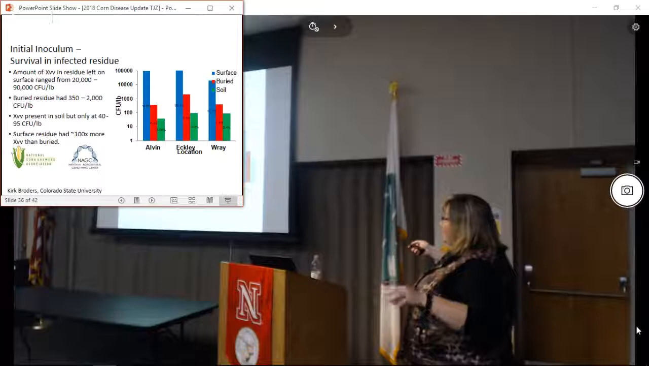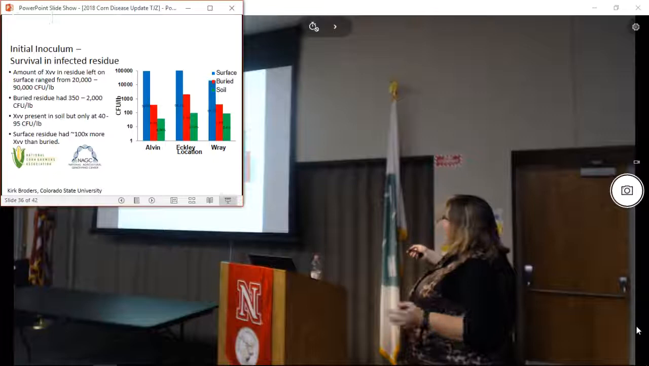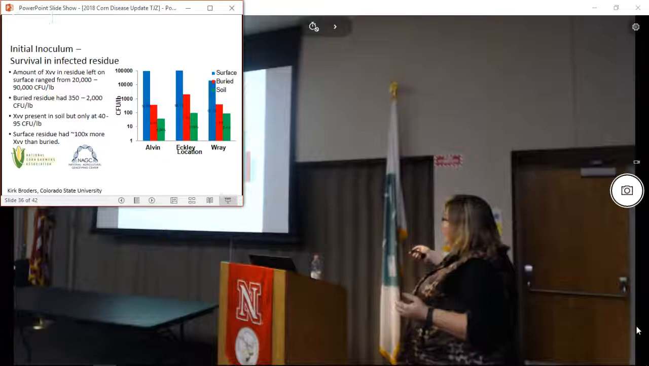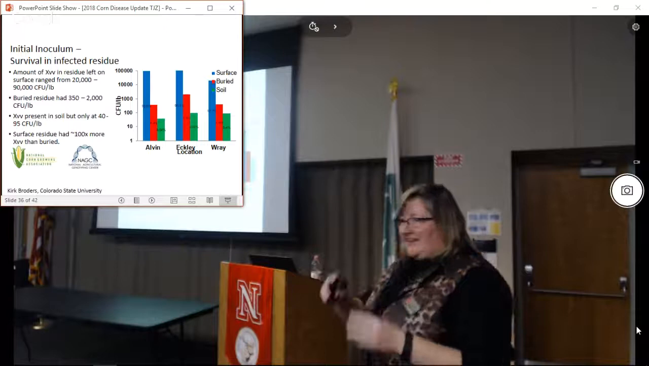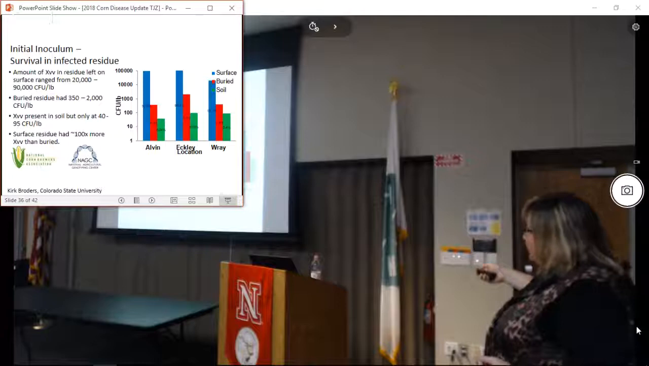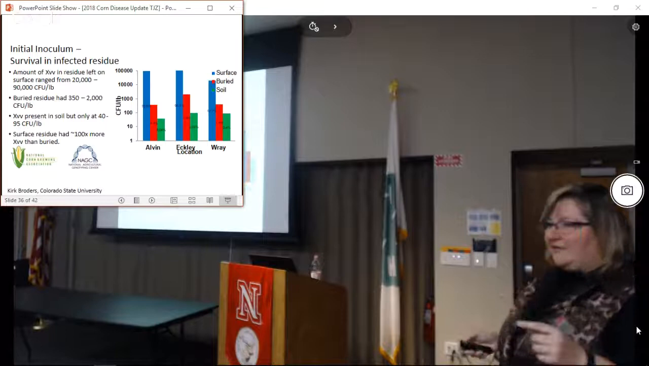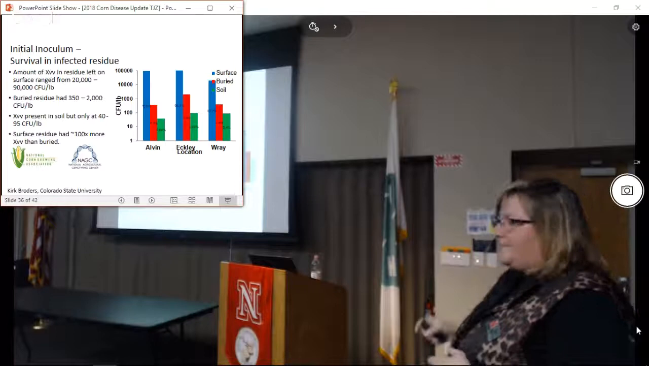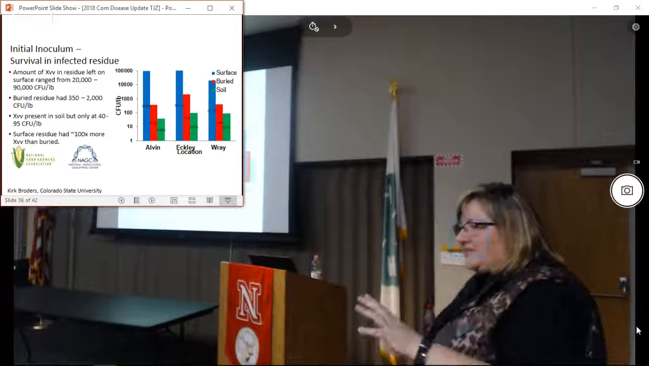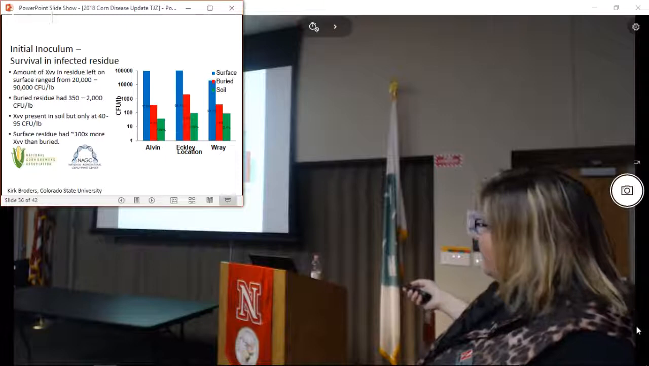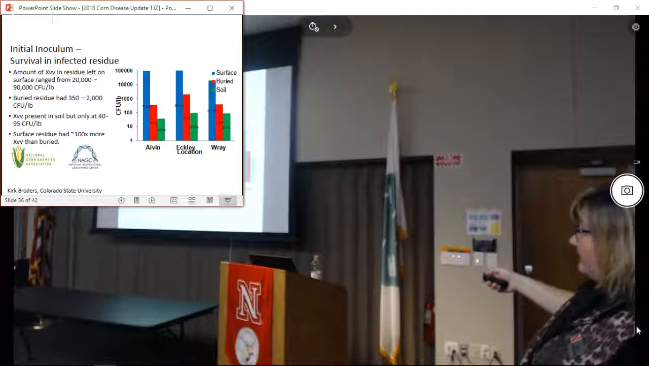In contrast, anything that was buried to simulate tillage, those are the red bars. There was about 100 times more bacteria that survived in the leaves on the surface versus what got buried in simulated tillage. When you look at what he got out of the soil, it was much less, a pretty low number. Keep in mind, this is a log scale, and CFUs per pound just means colony-forming units, a measure of how we calculate bacteria. So a bigger bar means more bacteria. And that's a logarithmic scale, so that's not double here. That is 100 times different.